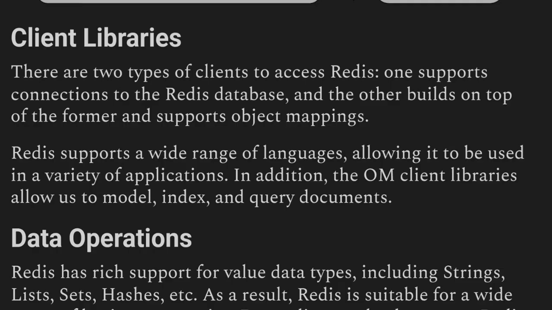Okay, so client libraries. There are two types of clients to access Redis. One supports connections to the Redis database, and the other builds on top of the former and supports object mapping. So one for connection, just connect, and the other to actually do the object mapping. Redis supports a wide range of languages, allowing it to be used in a variety of applications. In addition, the OM, object mapping, client libraries allow us to model, index, and query elements.